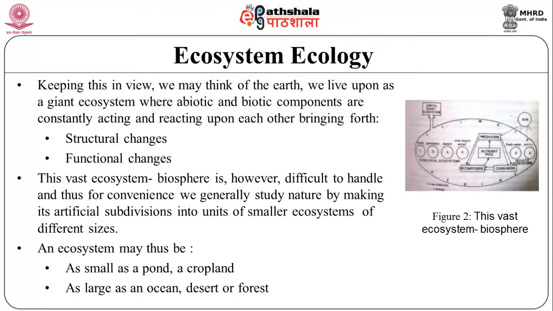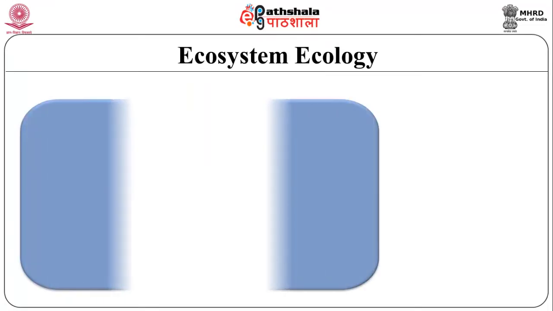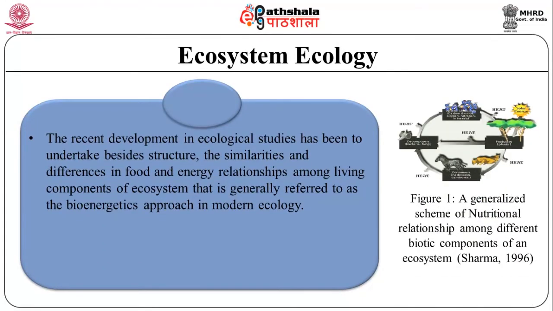An ecosystem may thus be as small as a pond or a cropland, or as large as an ocean, a desert, or a forest. It must therefore be remembered that these unit ecosystems are simply separated from each other in time and space, but functionally they are all linked with each other, forming one integrated whole. There exist practically no functional boundaries between them. The next figure depicts a generalized scheme of nutritional relationships among different biotic components of an ecosystem.